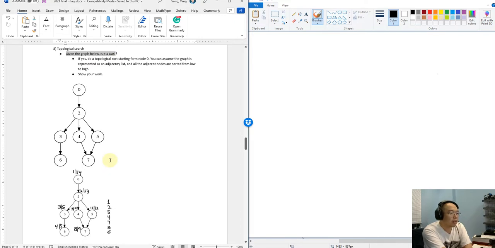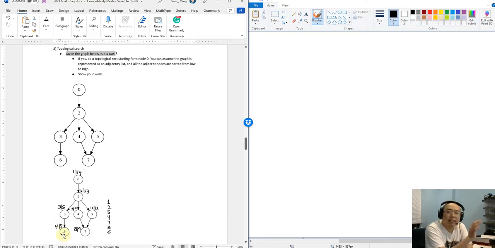And the next part, we want to do a topological sorting. When we are doing a topological sorting, the process is that we do a depth first search, and for the nodes we finish, we want to write this sequence from the bottom up. Okay, so start from 0, start time is 1, and then to node 2, start time is 2. Then we go to 3, the start time is 3, and then we have 6, and the start time is 4.